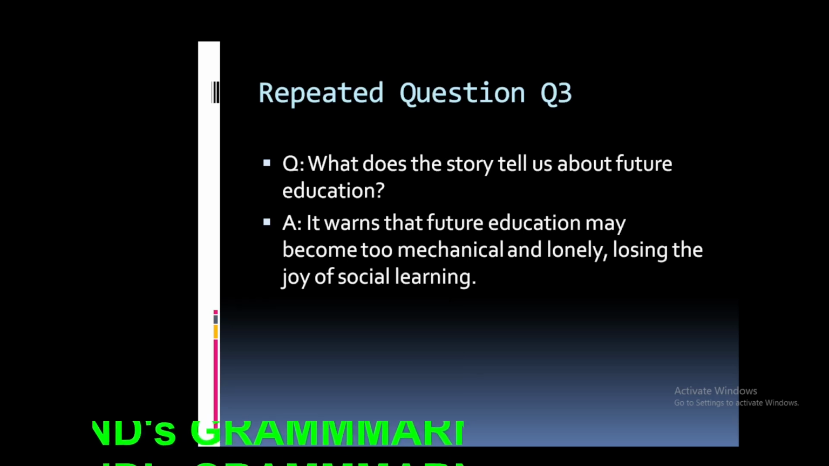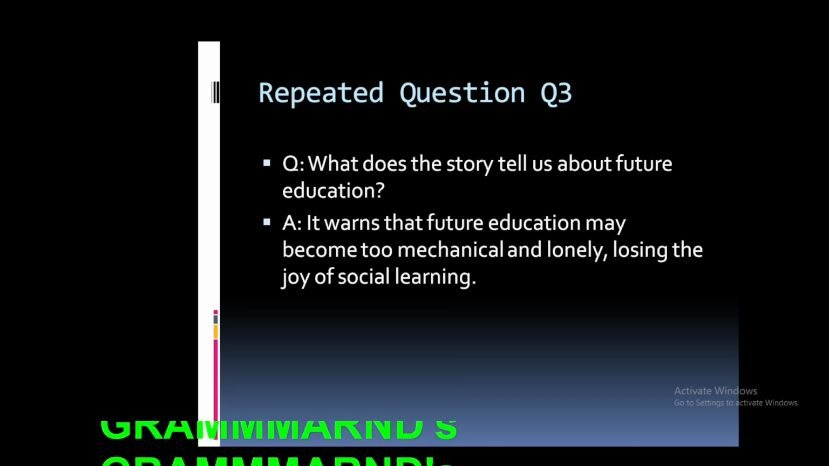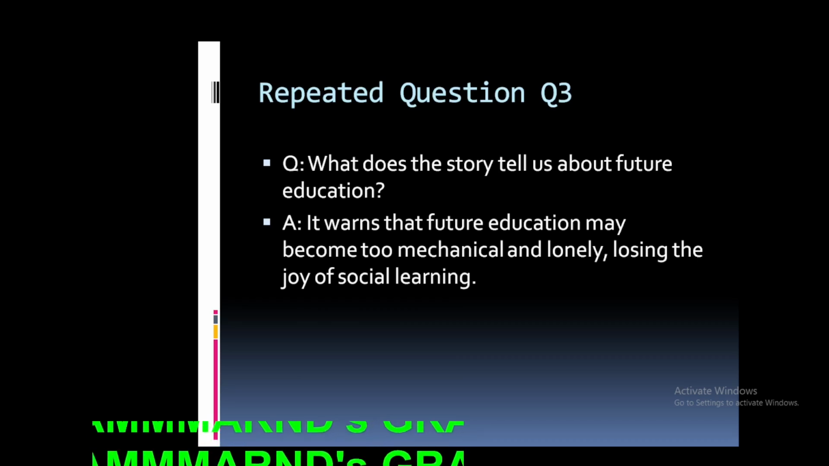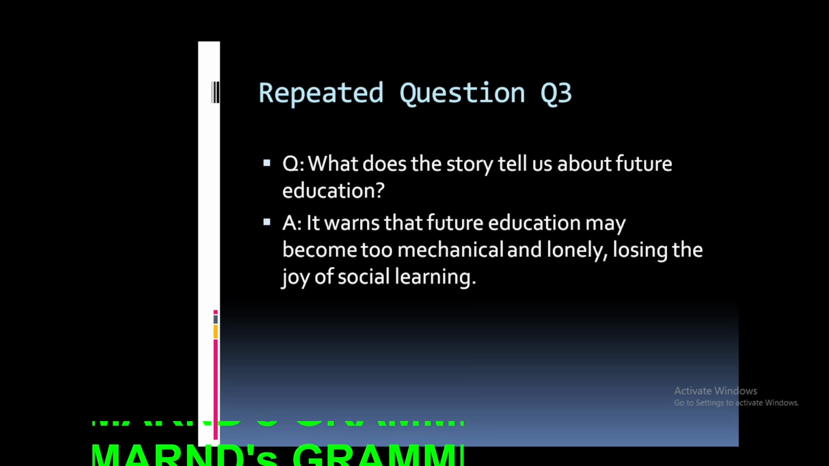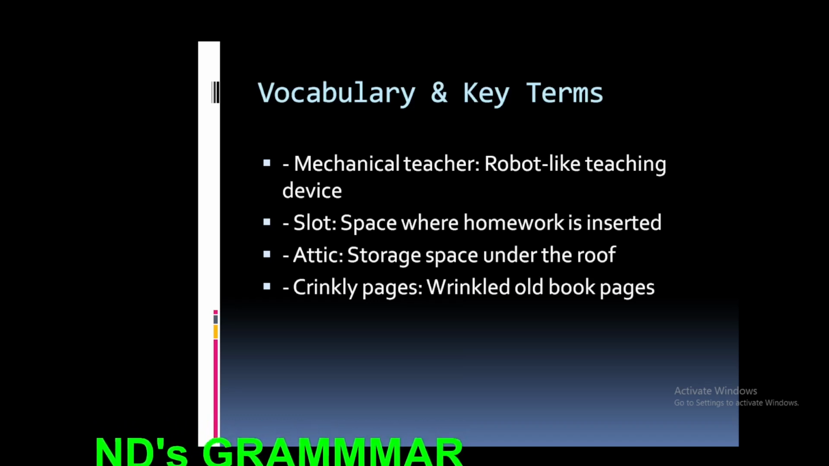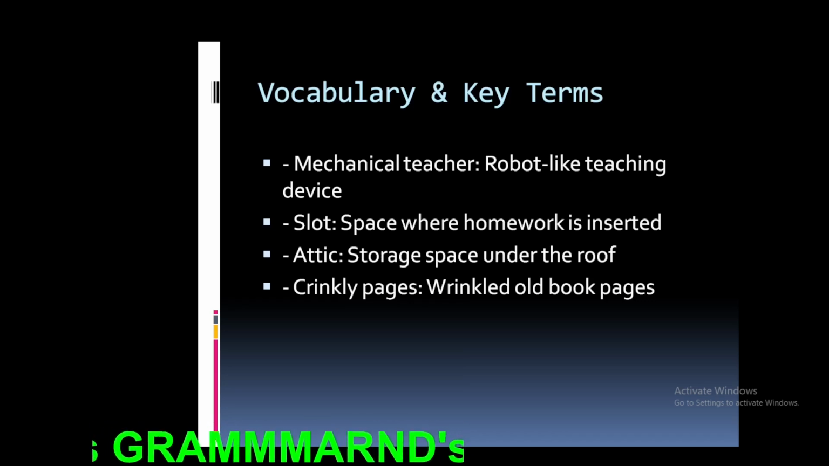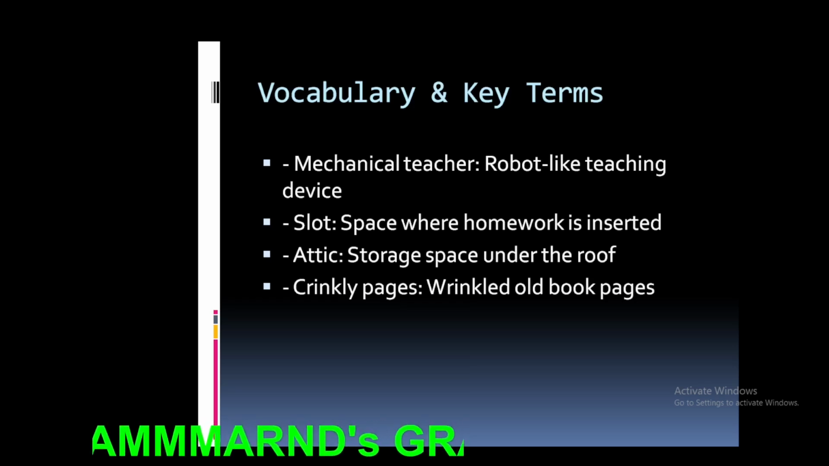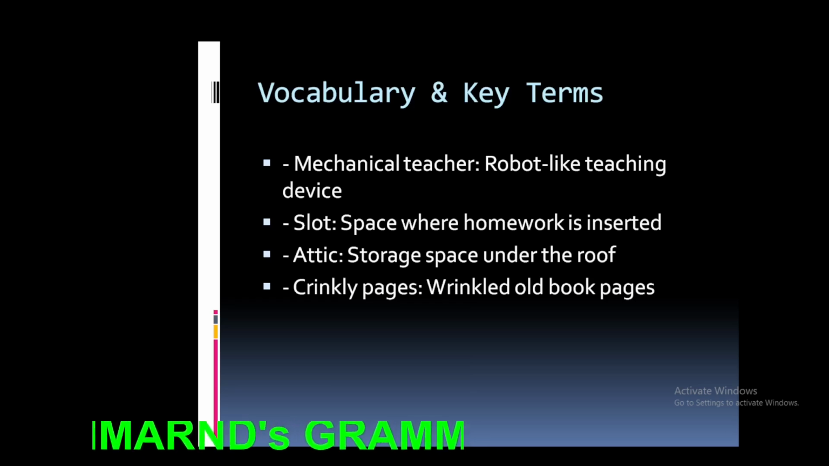Repeated question 3. What does the story tell us about future education? Answer. It warns that future education may become too mechanical and lonely, losing the joy of social learning. Vocabulary and key terms. Mechanical teacher, robot-like teaching device. Slot, space where homework is inserted. Attic, storage space under the roof. Crinkly pages, wrinkled old book pages.